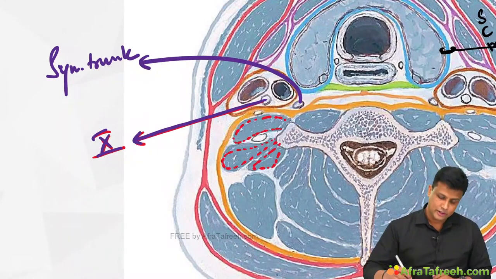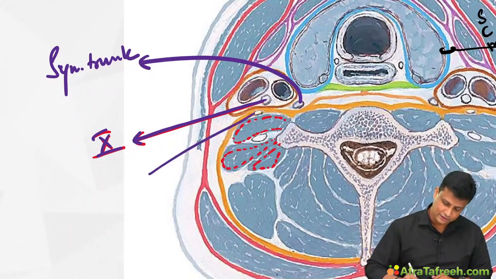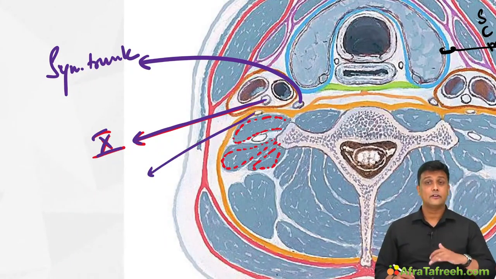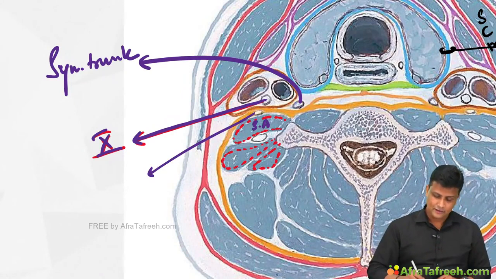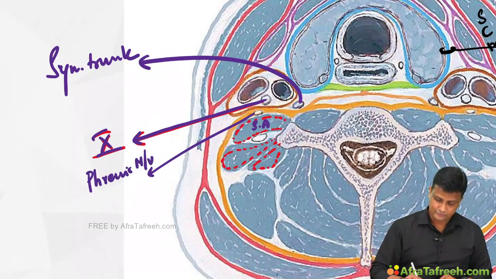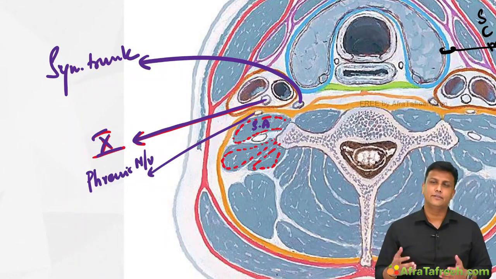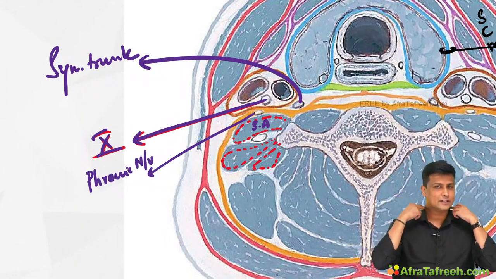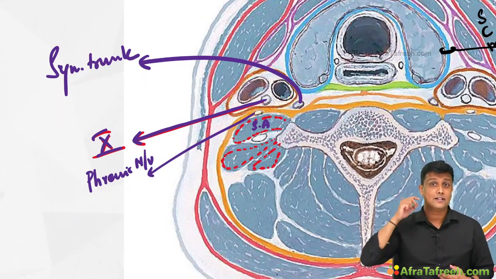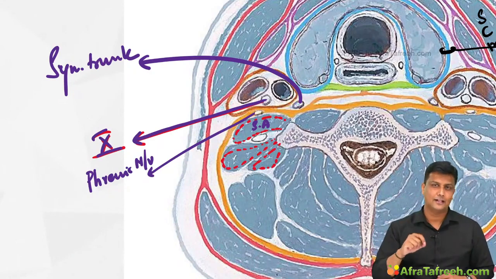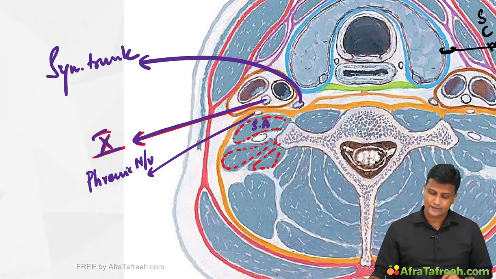But now what I am trying to teach you here, right in front of the scalenus anterior, I am able to see there is a nerve here. Which nerve is this one, which is present right in front of the scalenus anterior muscle? That will be the phrenic nerve. Now, what is the origin of the phrenic nerve? The phrenic nerve originates from C3, C4 and C5. After beginning from here, remember the phrenic nerve is going to pass in front of the scalenus anterior muscle. That is a trick to identify that one.